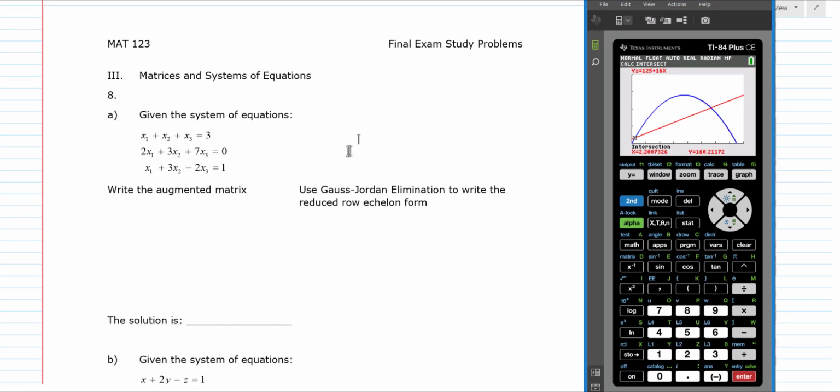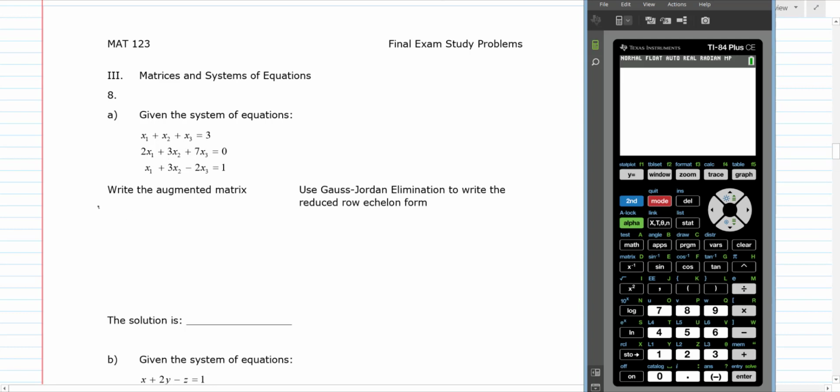Next thing we're going to talk a little bit about is matrices and systems of equations and what you do on the matrix. I'll give you a couple of examples on this. You can use your calculator on Gauss-Jordan elimination. So here's a system. We're going to write the augmented matrix like we learned.